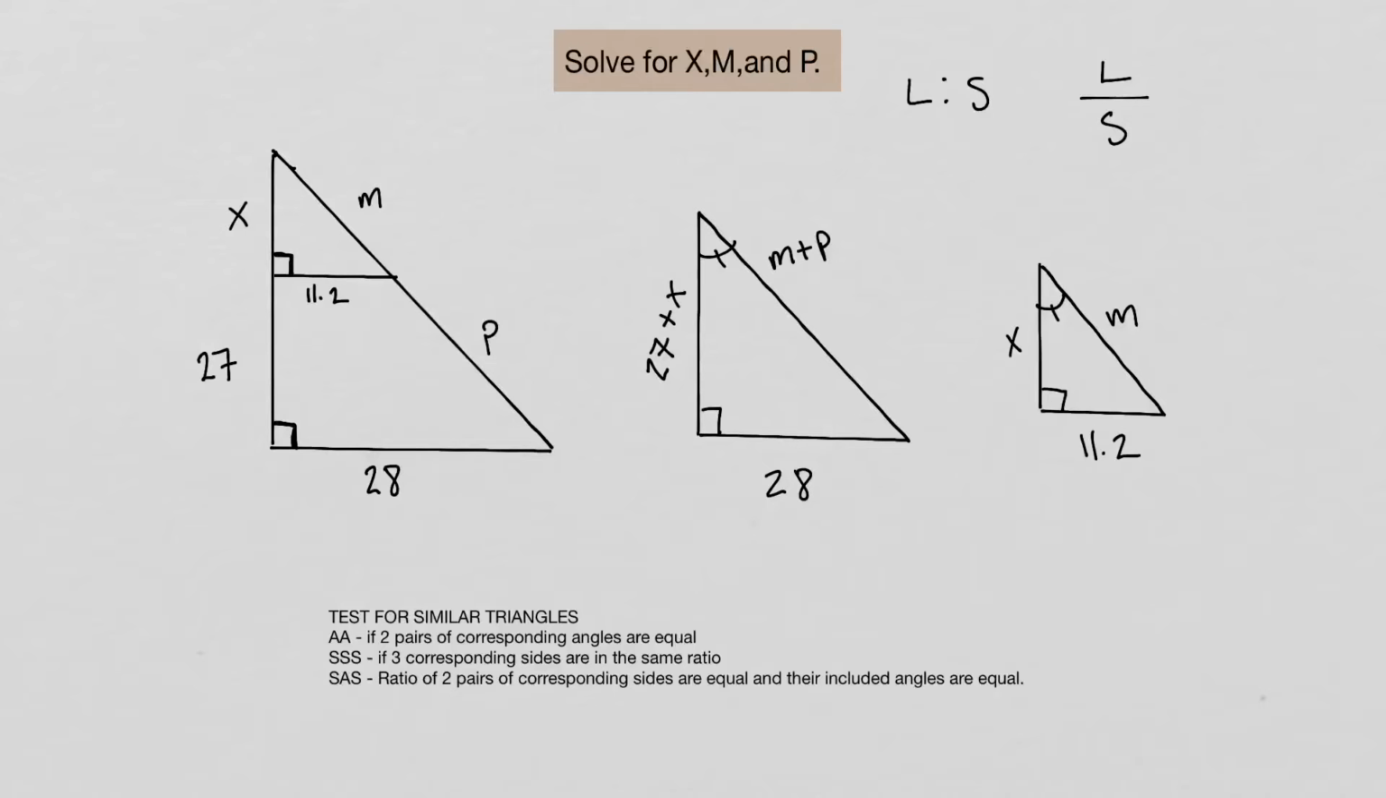So what I could do is say 28 divided by 11.2. That's your large triangle over your small triangle. All I'm doing is saying that the ratio 28 over 11.2 also equals 27 plus x divided by x, because these ratios have to be equal. That's what happens when you get similar triangles. The ratios are equal.